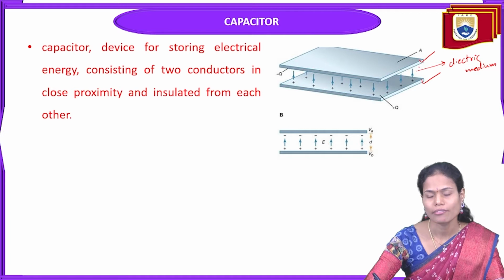Conductors have high conductivity, so they allow a large number of charge carriers, which may be electrons or holes, depending upon which type of conductor we utilize. An insulator is a material which doesn't allow the flow of electrons through it, so the conductivity of the insulating material is almost zero. So between these two conducting plates, we have a dielectric medium acting like an insulator.